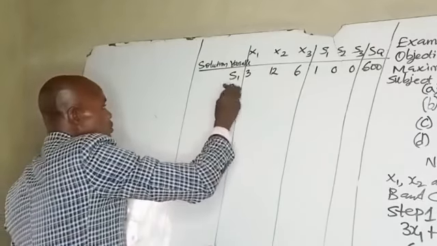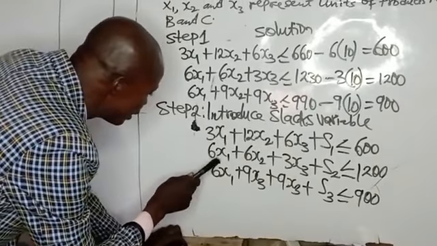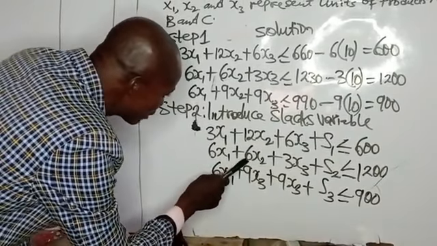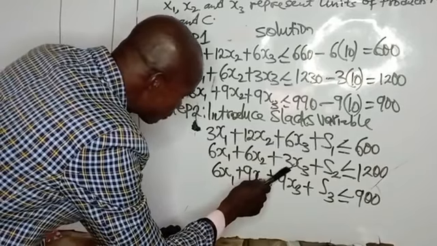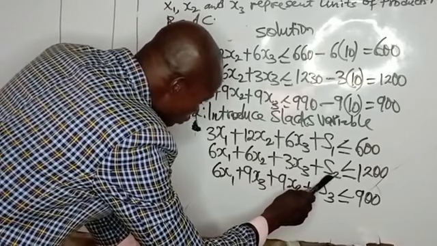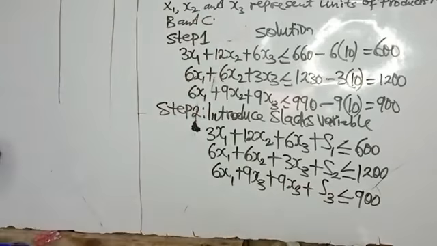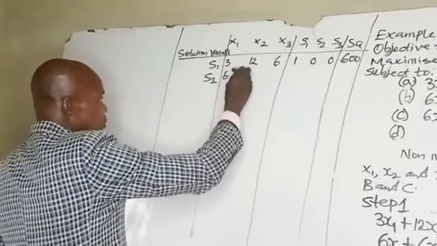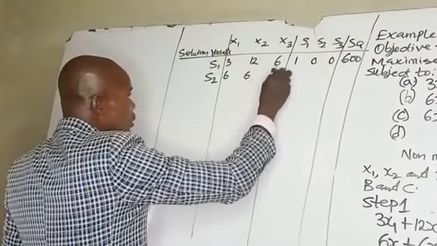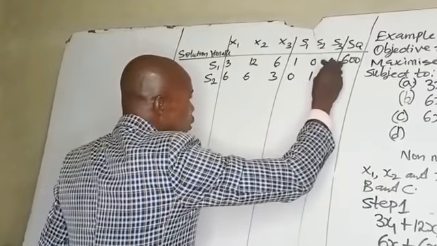For slack 2 now, back to the problem, we have 6 for x1, 6 for x2, 3 for x3. We don't have slack 1. That means the coefficient of slack 1 will be 0. We have slack 2. The coefficient of slack 2 will be 1. No slack 3. And everything is 1,200. So we have 6, 6, 3, no slack 1, we have slack 2, no slack 3. Everything is 1,200.